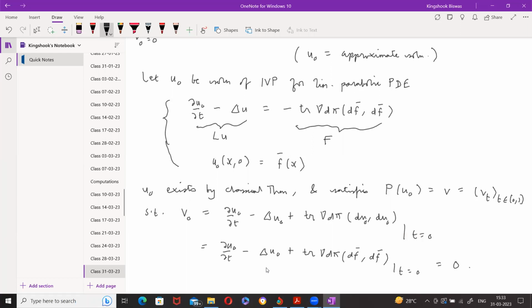Now we want to perturb u naught so that we get something where V_t is identically 0 for t in some small interval, 0 to epsilon.